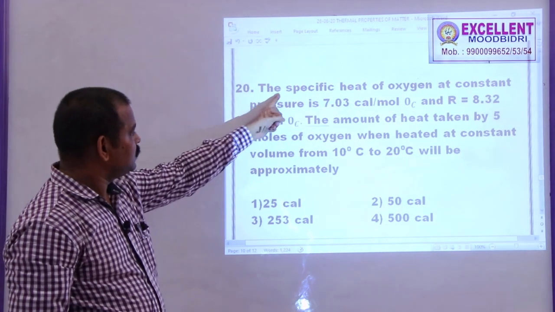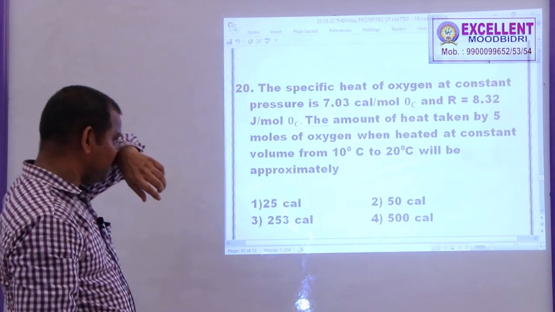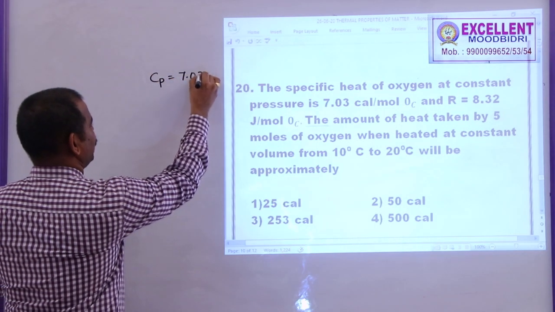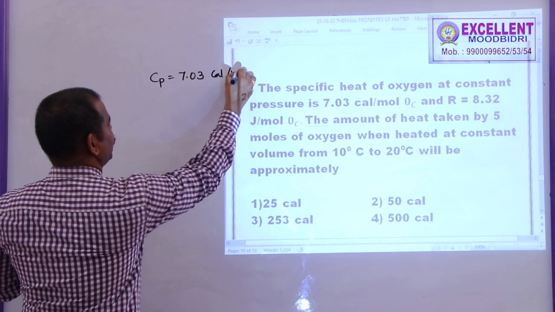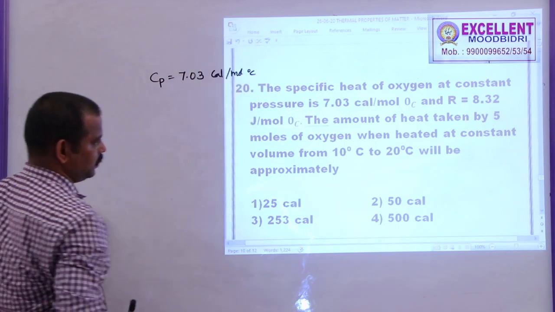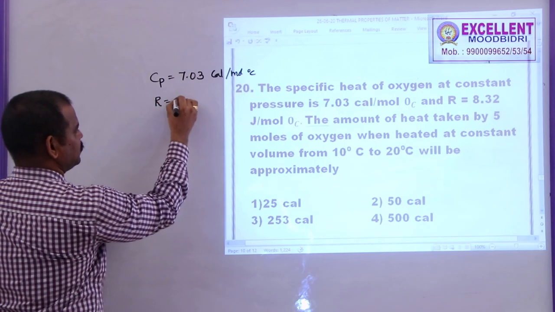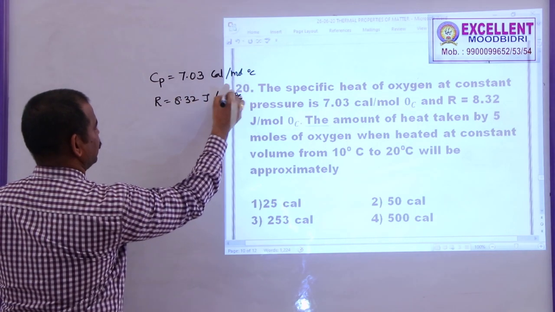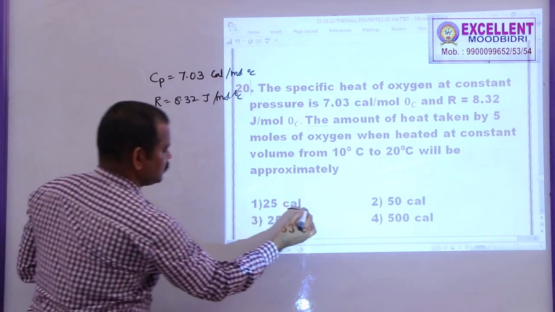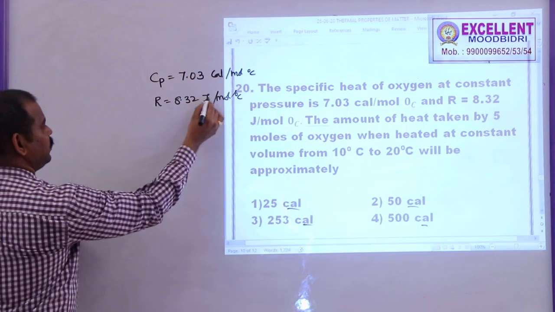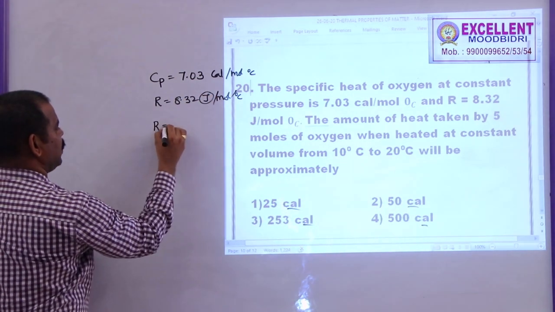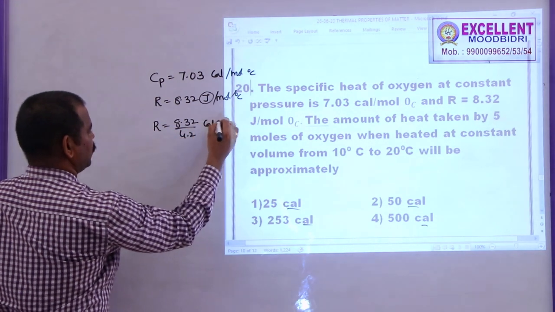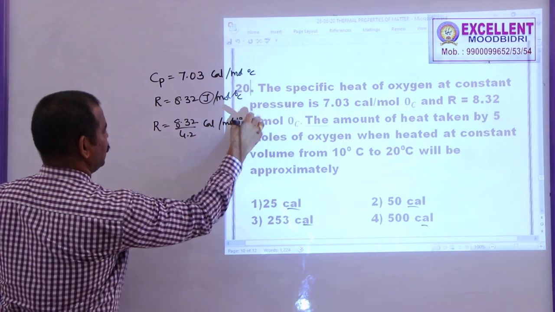10th one, the specific heat of oxygen at constant pressure Cp is equal to 7.03 calories per mole per degree centigrade, and R is given as 8.32 joules per mole per degree centigrade. You can see the answers are given in calories, so I need to convert this joule into calories. R is equal to 8.32 by 4.2 calories per mole per degree centigrade.